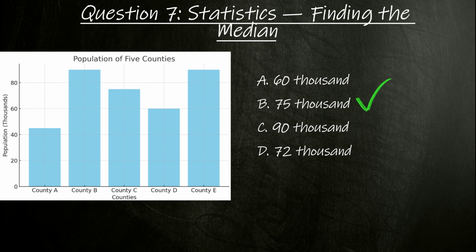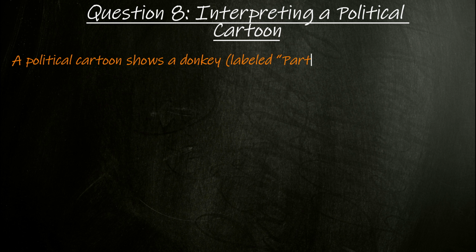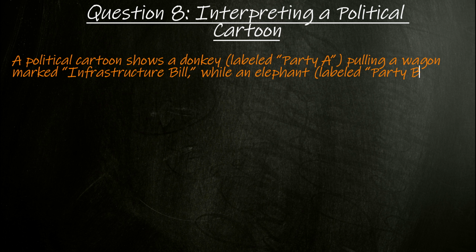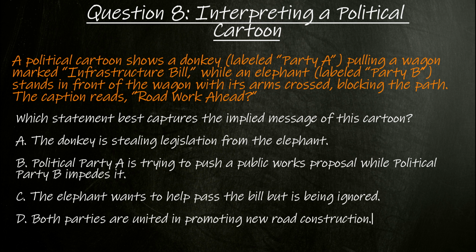Options A and C are either lower or higher than the middle value, and D is incorrect because it's not an actual listed population. Now on to question 8, interpreting a political cartoon. The cartoon shows Party A, the donkey, trying to move forward with an infrastructure bill, while Party B, the elephant, blocks the path. Pause and reflect. What is the cartoonist implying?